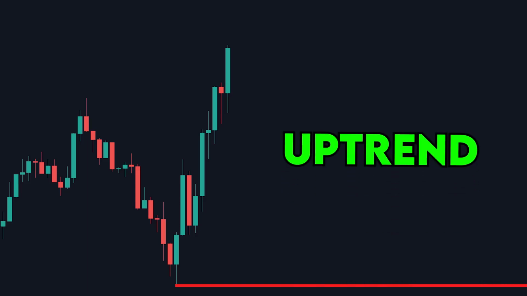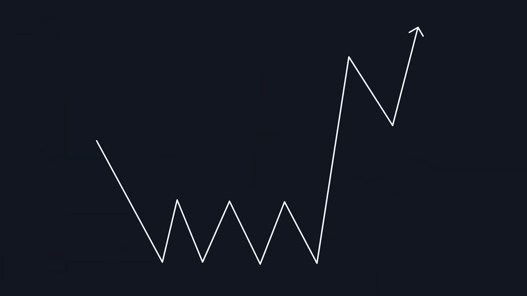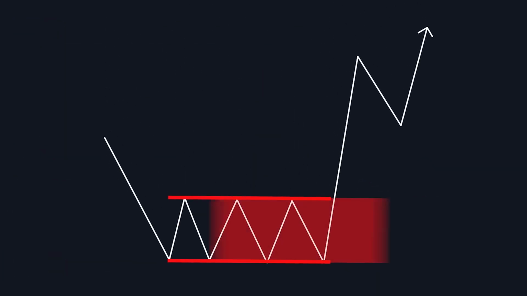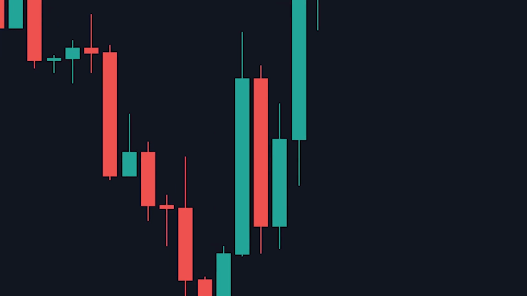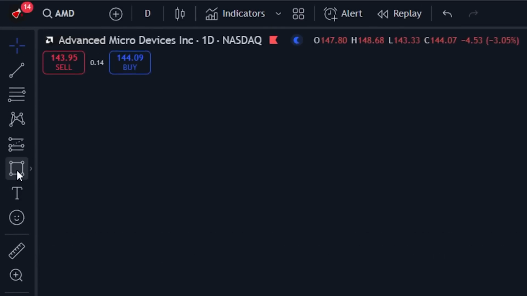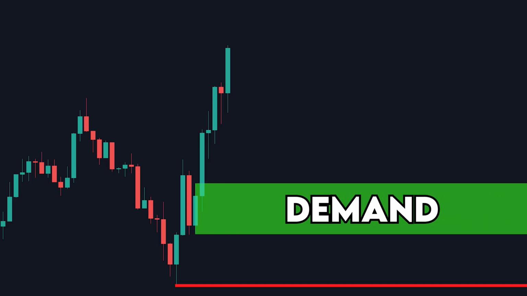So now that we know we're in an uptrend, we want to look for demand zone opportunities. We can find our demand zones by finding an area of consolidation, or a point where price moves sideways before having a sharp move upward. As you can see from this chart, we had some consolidation right here. The price shot straight up afterward. How I like to mark my demand zones is marking the candle right before the impulsive move. So grab your rectangle tool on the side, find the area of consolidation before the big move, then mark from the low to the high of the previous candle before the big move. This is our area of demand.